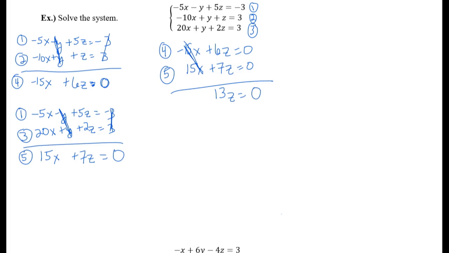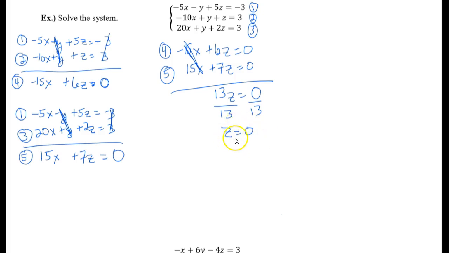Now I have one equation with one variable. I can get that variable alone by dividing both sides by 13. So z equals 0. Sometimes you might think that this is a mistake, but it's not here. You can get 0 as part of your coordinate. So our coordinate is going to be an ordered triplet, x, y, z. This is 1/3 of our answer. We need to find the rest of it.